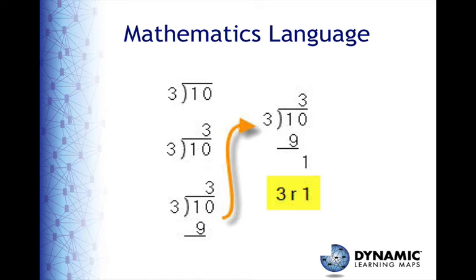Here's an example of describing process. 10 divided by 3 means divide 10 and 3 to get 3. Place this on top of the 0 and the division sign. Multiply 3 by 3 to get 9. Place this under the 10. Subtract 9 from 10 to get 1. This is the remainder.